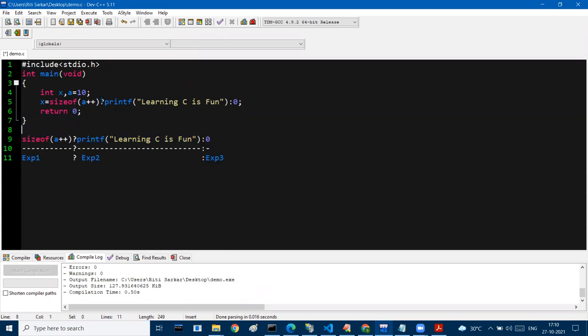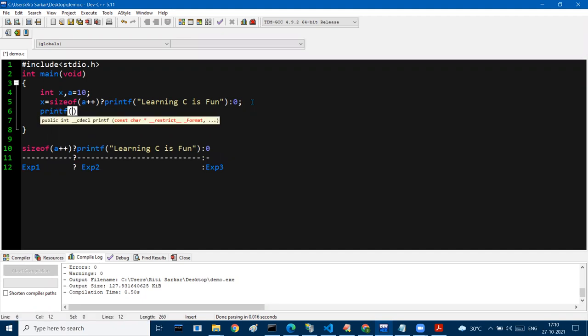Here the conditional operator is there, and the assignment operator is there. Which has higher precedence? The conditional operator has higher precedence. So before the assignment part works, first the conditional operator part will work, because it has higher precedence. What about sizeof? Sizeof is a compilation time operator, so it will work at the time of compilation.